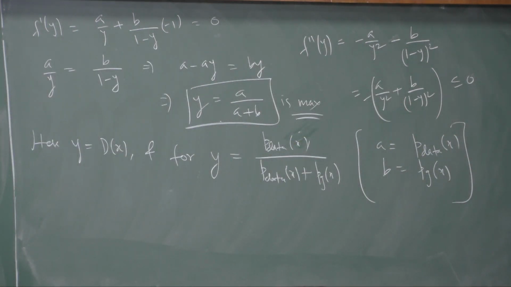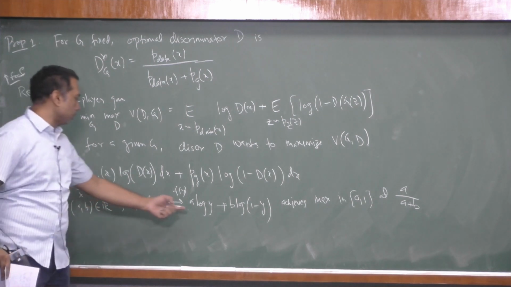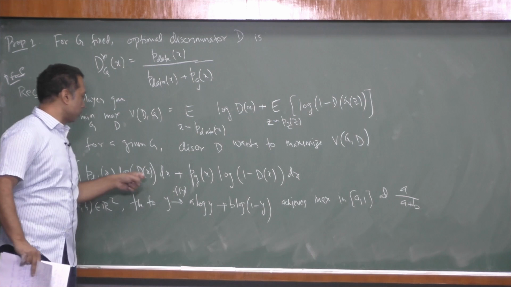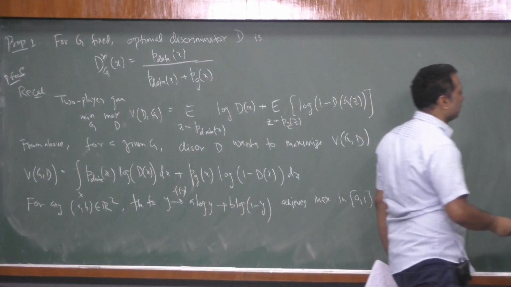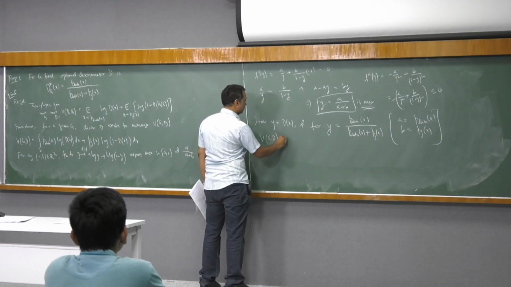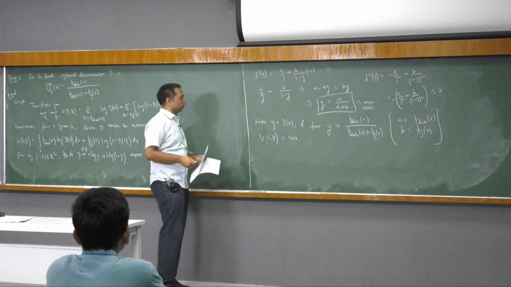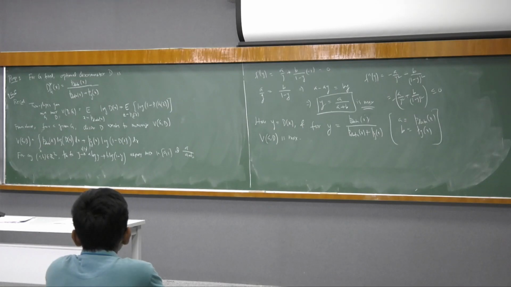So what we are asking here is, what is the value of d for which this integral becomes max? And we said that okay, this is of this form, and y is our dx, and for which value of y it's max, we solved that it must be of this form. Okay, so d star, our optimal, for this VGD is max. So this was the proposition 1 that we proved just now.